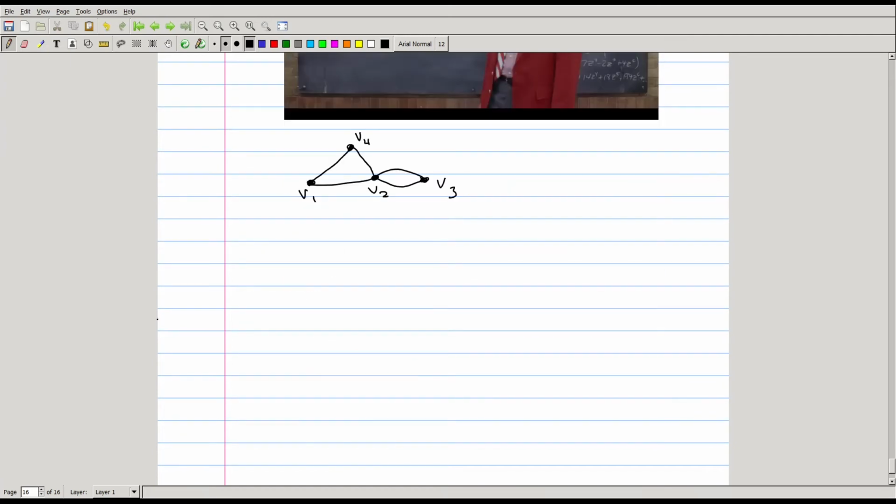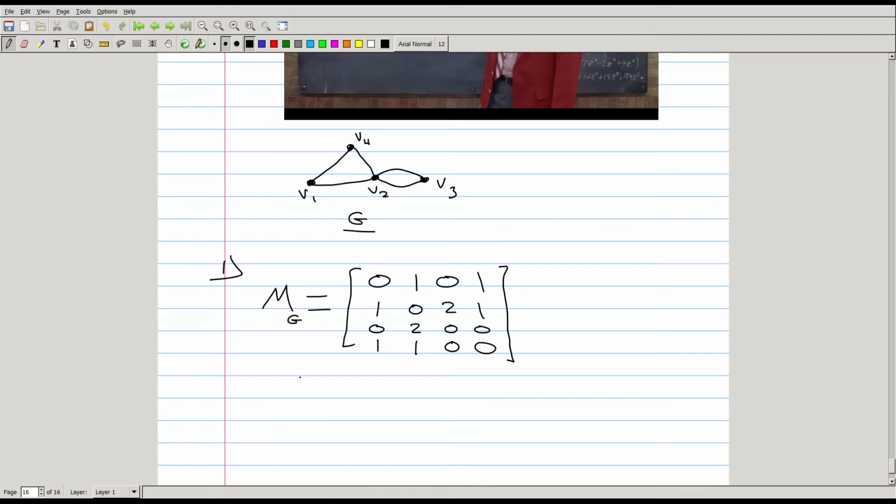So the adjacency matrix that represents this graph: you have V1 is going to be V2 and V4. V2 is going to be 1, V4, and V3 with 2 edges between V2 and V3. So we're going to have 1, a 0, a 2, and a 1. V3 is only connected to V2 with 2 edges. We have 0, 2, 0, 0. And lastly, V4 is connected to V1 and V2. So this answers part 1 of the problem, finding the adjacency matrix of this graph.